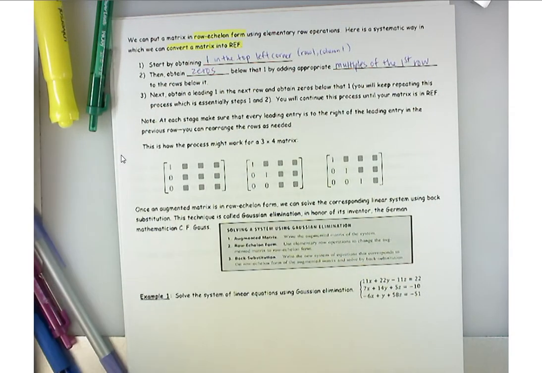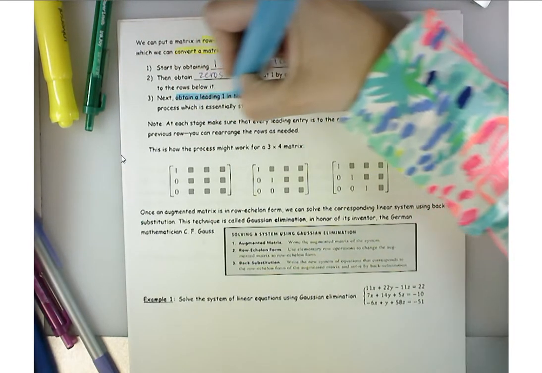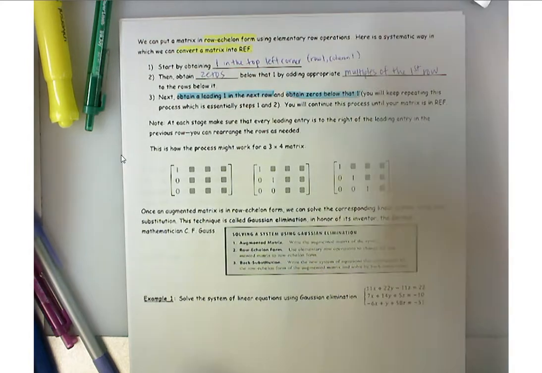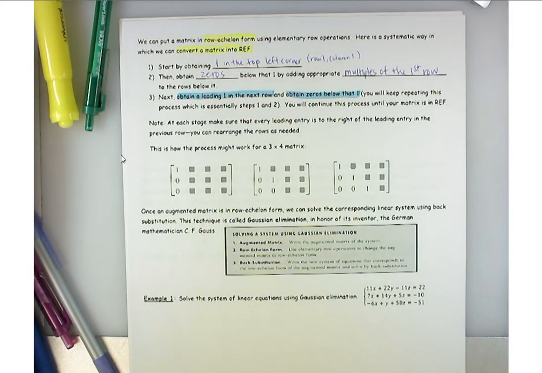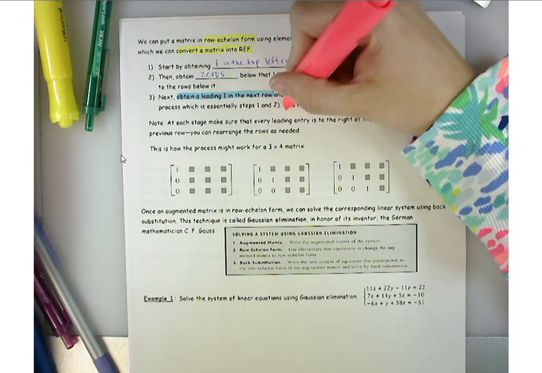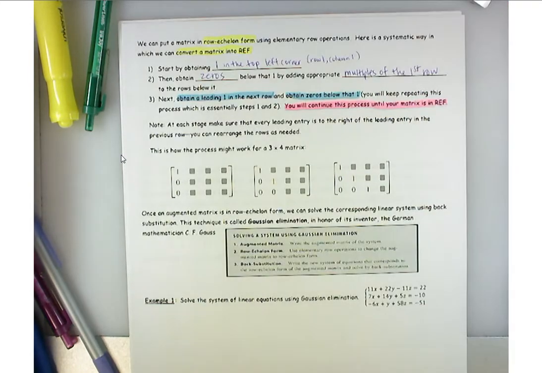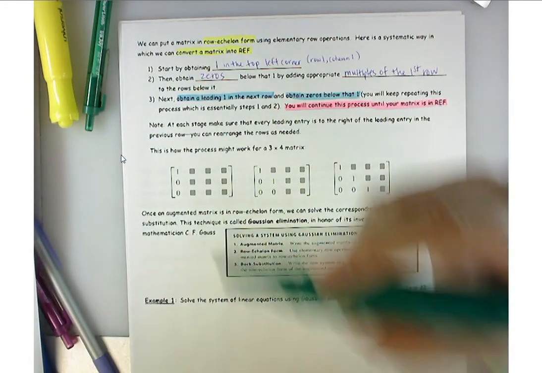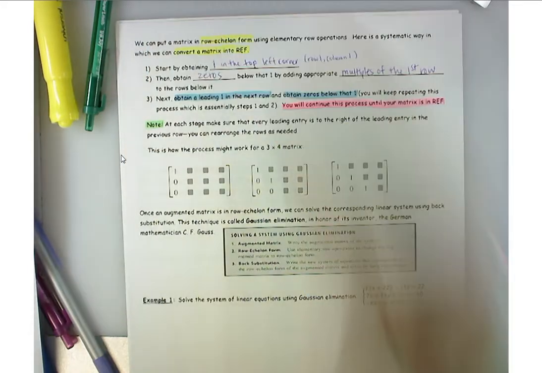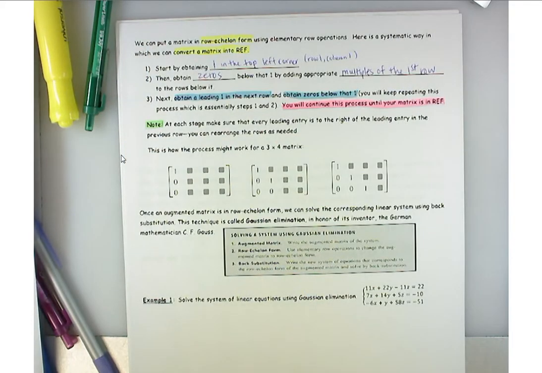Okay, and then for step 3, you're going to obtain a leading 1 in the next row, and then obtain zeros below that 1. And then what just happens is you keep doing that process over and over again. Okay, so you're going to continue that process until your matrix is in row echelon form. And then I just wanted you to note that at each stage, make sure every leading entry is to the right of the leading entry in the previous row. And then you can always rearrange the rows if you need to. You can always interchange the two. Okay, you can flip them.